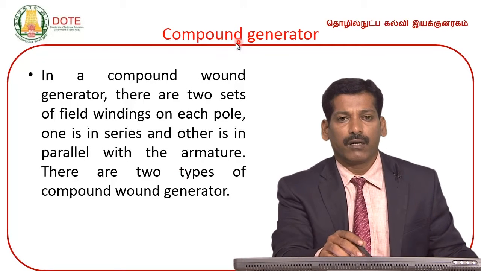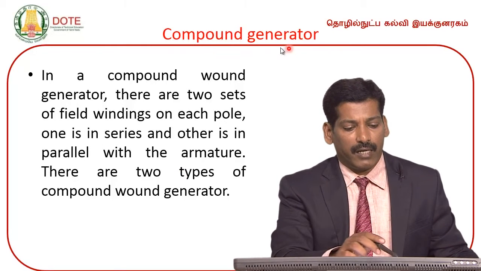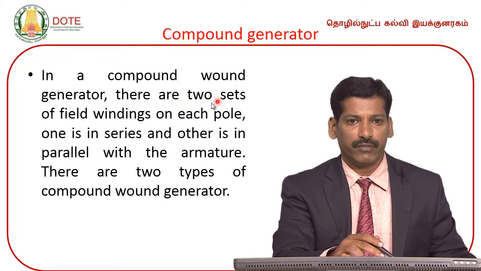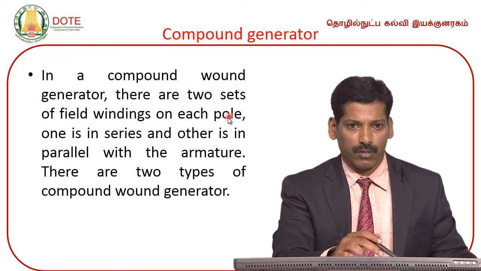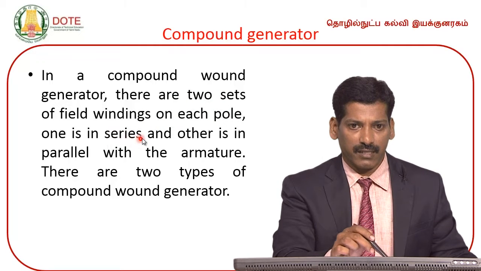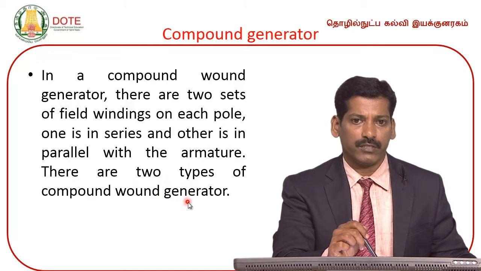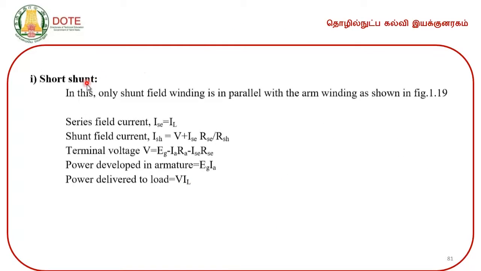Then comes the compound generator. In a compound wound generator, there are two sets of field windings on each pole. One is in series and the other is in parallel with the armature. There are two types of compound wound generator. One is a short shunt compound wound generator, the other one is a long shunt.